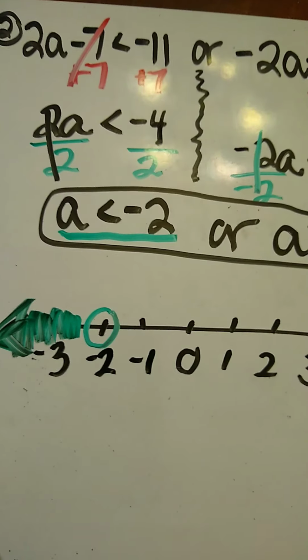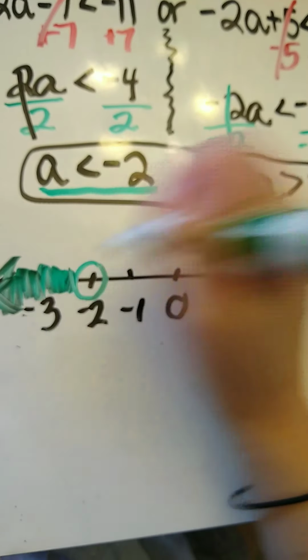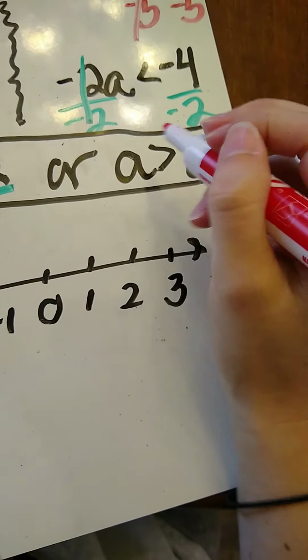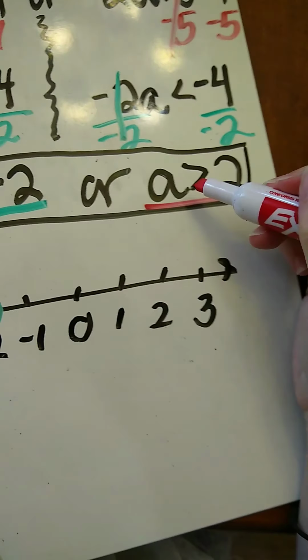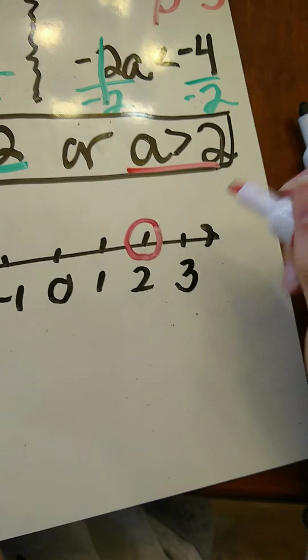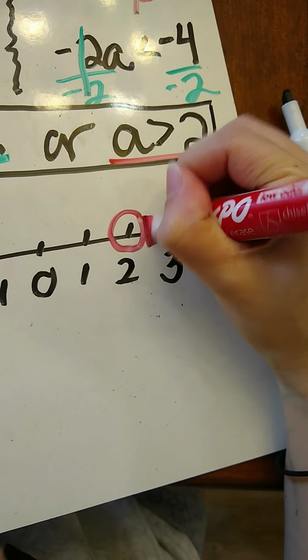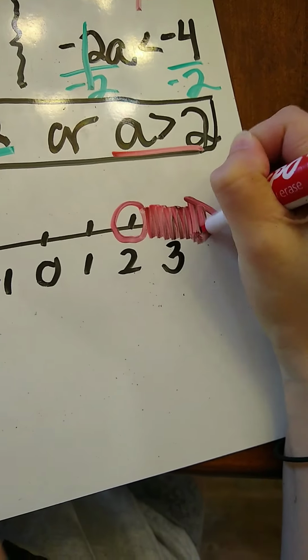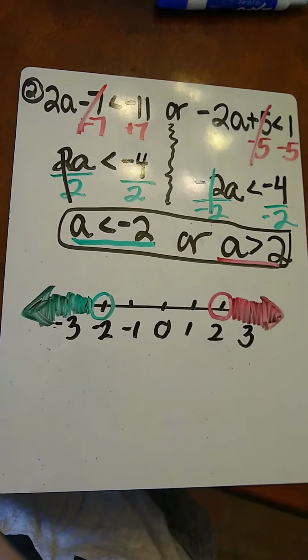I'm going to graph the other inequality in red. So the second inequality is at +2, does not have a bar, so it's an open dot. That's a greater than symbol, so this one shades to the right where the greater numbers are. And that is my complete answer.